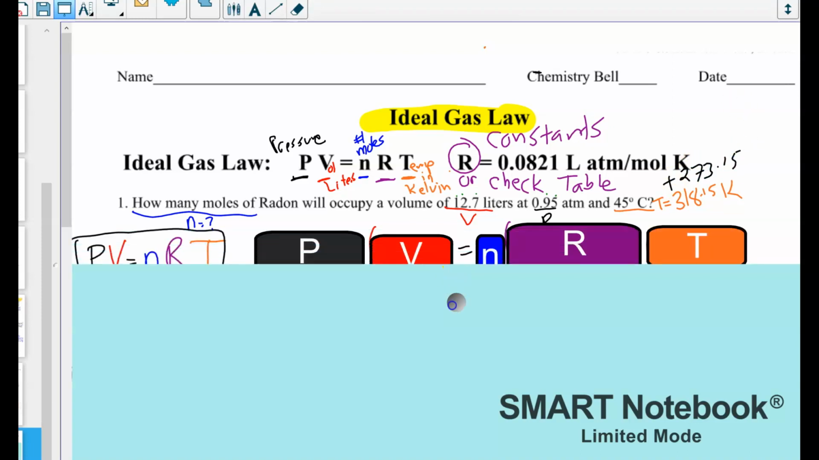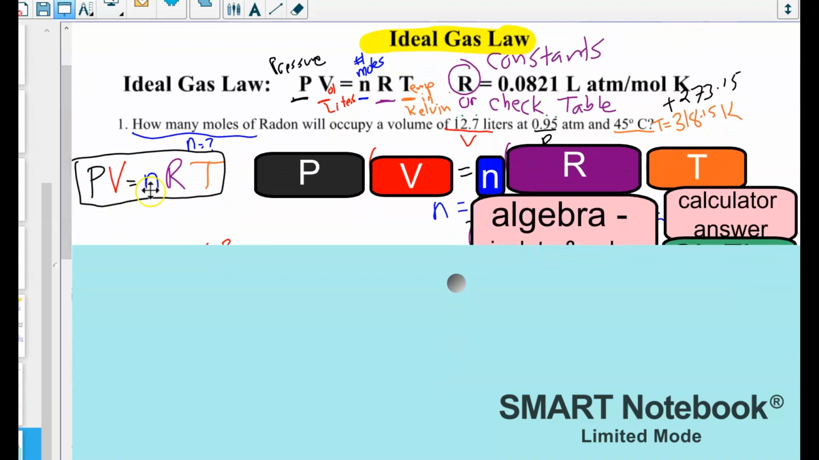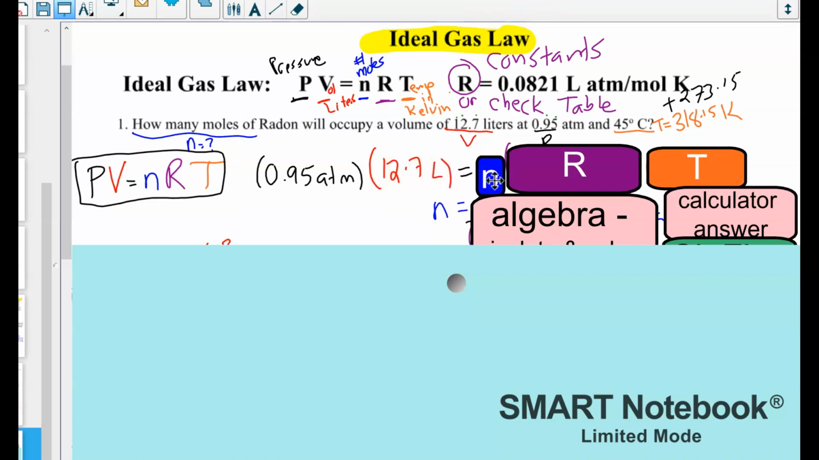Okay. Just like we always do, we write the equation. So our ideal gas law equation, PV equals nRT. And then let's just substitute what we know. So what is the pressure from the problem? The pressure from the problem is 0.95 atmospheres. The volume is 12.7 liters. And n, my number of moles. Remember, we use n for number of moles in chapter 12, molarity as well.